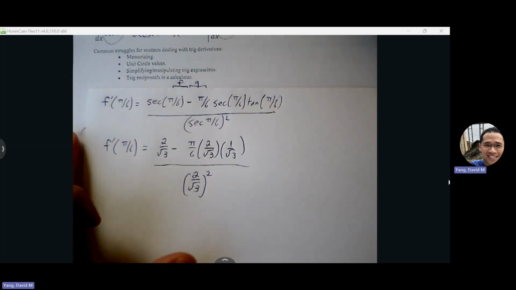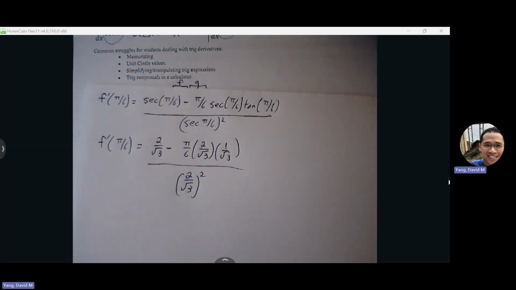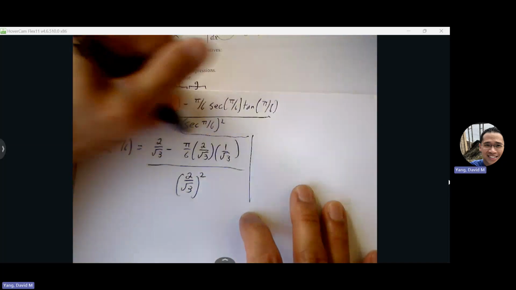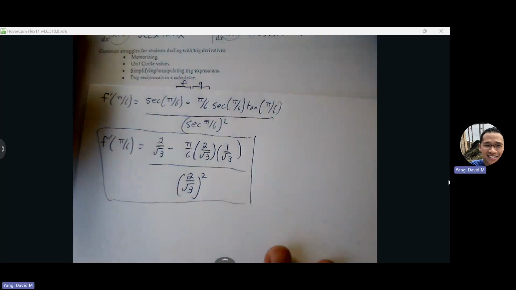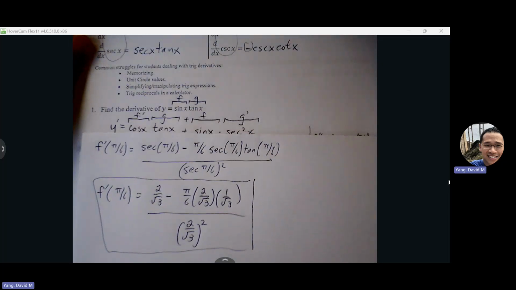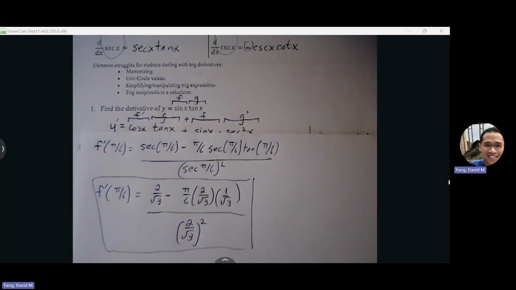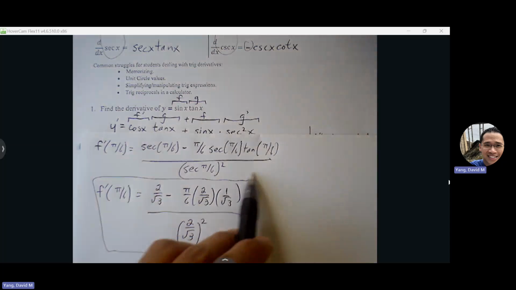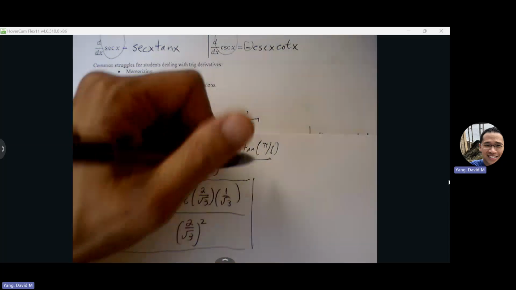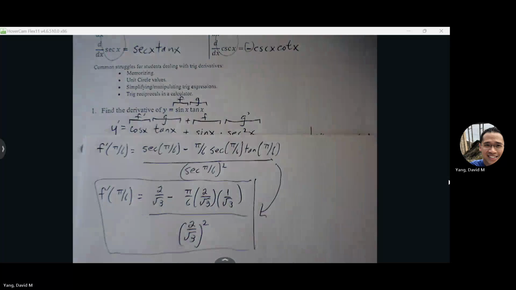And this is sufficient. You don't have to go through and clean this up. As long as you have a numeric version of the answer, that would be considered sufficient. But if you just leave it in this form, this is not far enough. We got to at least get to this point before we stop.